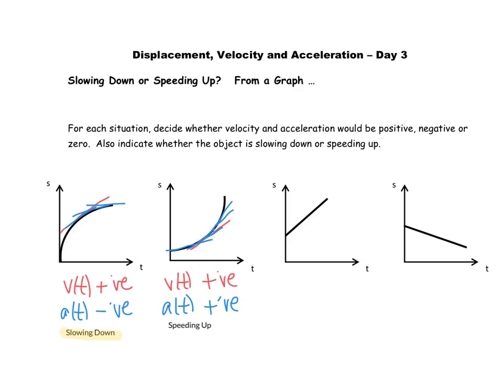For our third graph, we have our velocity as being positive too, so think about the slope of the tangent at any point. So our velocity is positive for this one, and when we look at our acceleration and the change in velocity, we can see that it doesn't change, right? It maintains the same slope all the way along. So that means that it's equal to 0. So for this one, we have a constant speed.